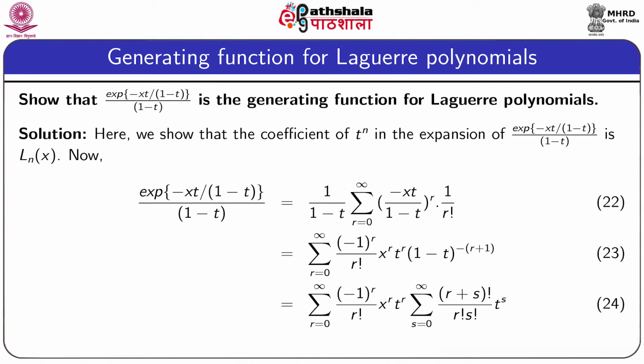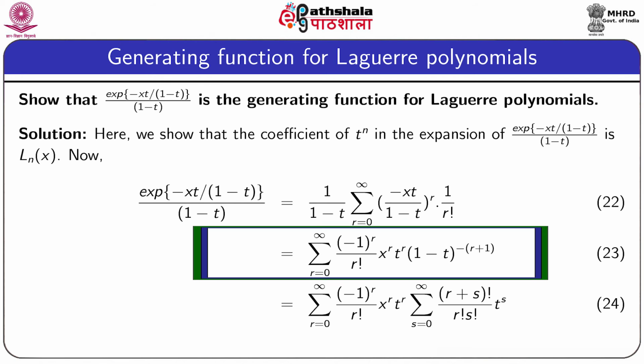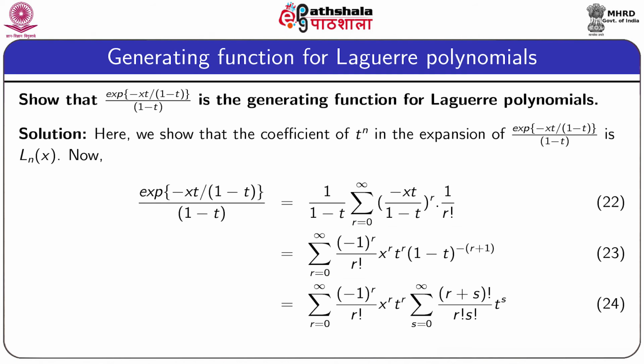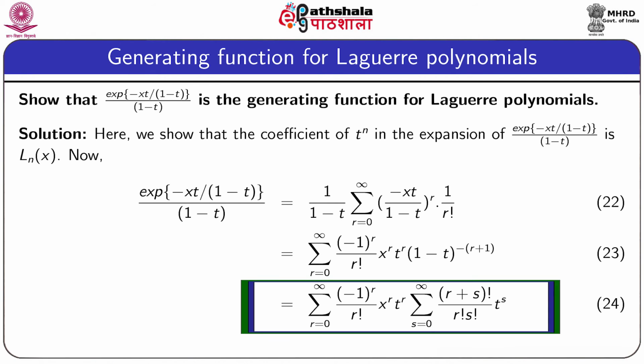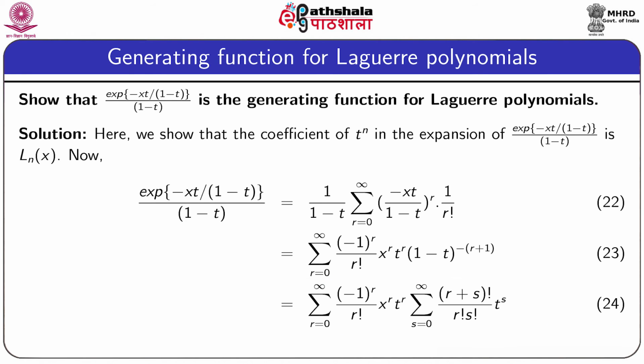If you simplify this, this is equal to summation r equal to 0 to infinity minus 1 whole to the power r divided by r factorial x to the power r t to the power r 1 minus t to the power minus r plus 1, which is equal to summation r equal to 0 to infinity minus 1 whole to the power r divided by r factorial into x to the power r t to the power r summation s equal to 0 to infinity r plus s factorial divided by r factorial s factorial t to the power s, given by equation 24.